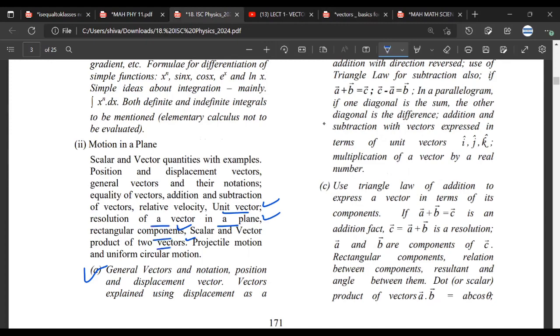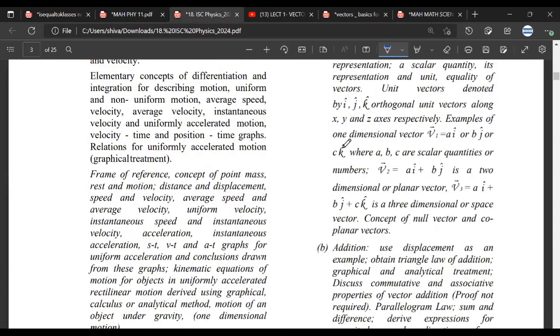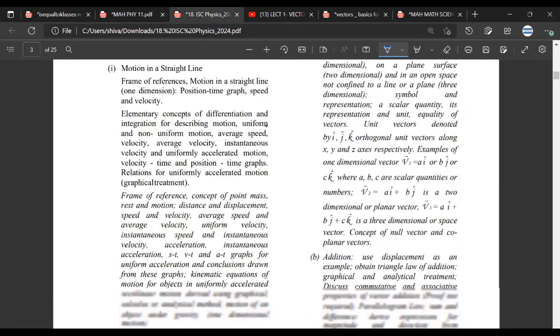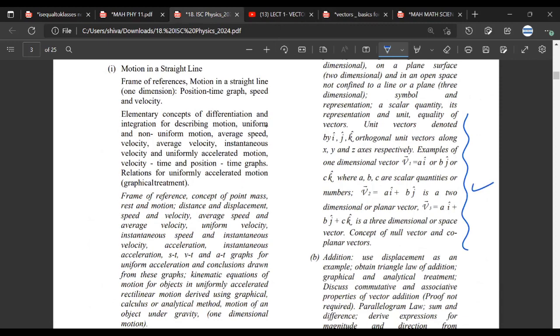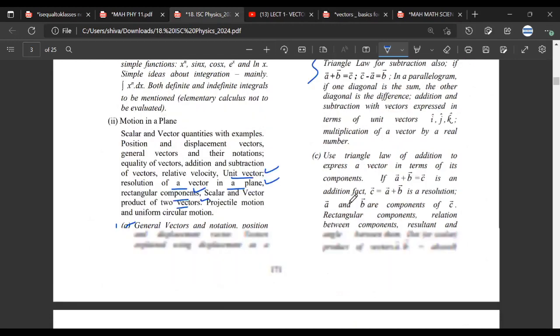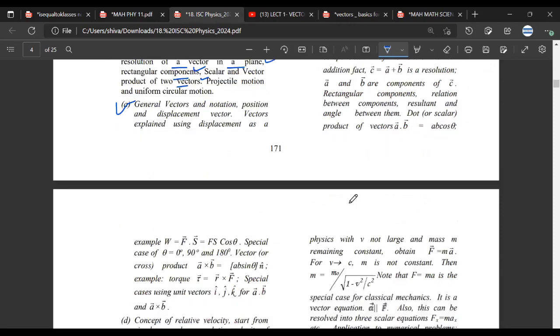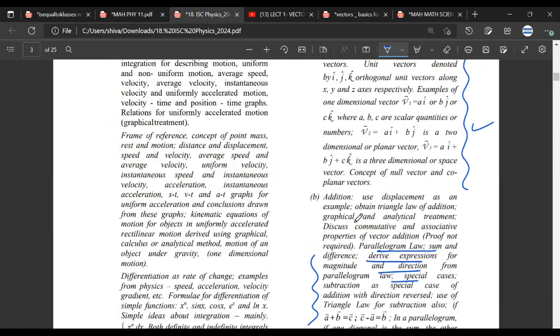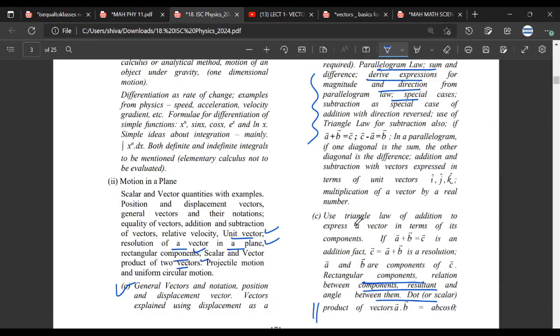If you read this, unit vectors and this parallelogram, this is what we will be doing the next time. This is what we are discussing, rectangular components. And this is what we will finally be going to, the dot and the cross product. So all this is part of your motion in a plane.